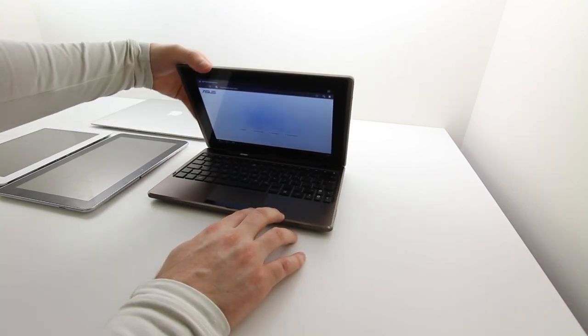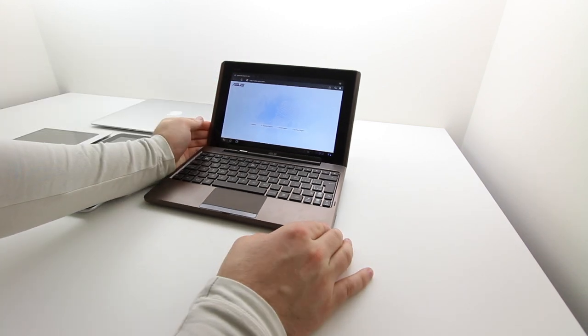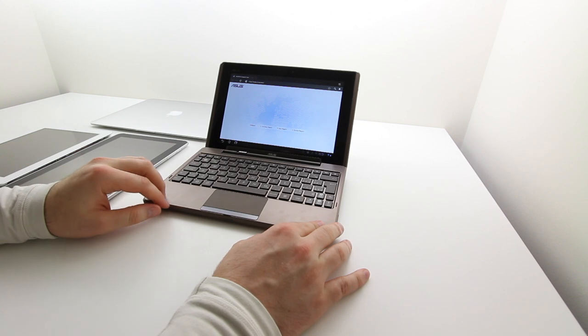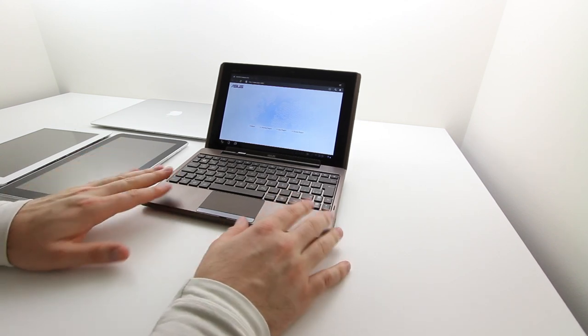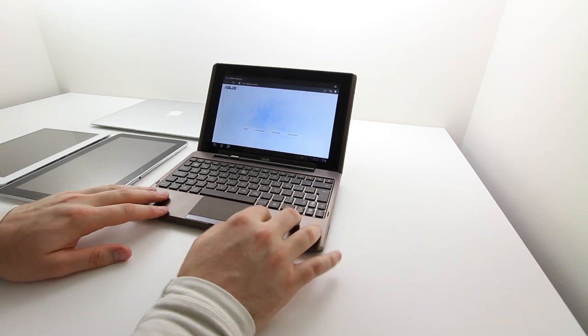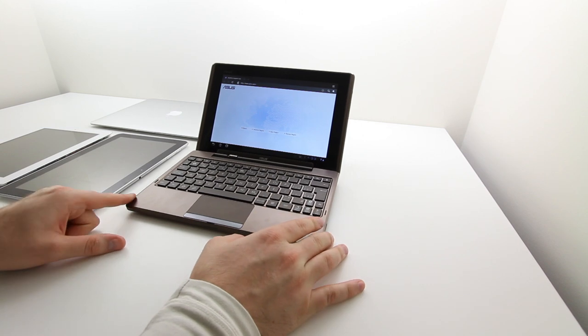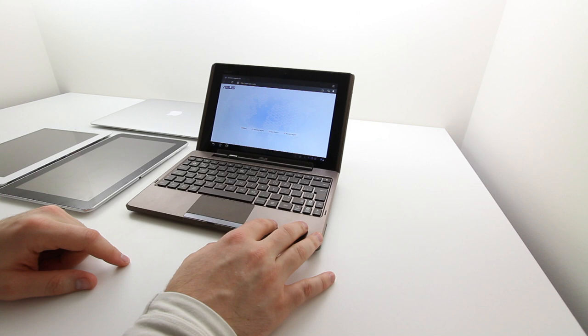Not hefty to the point where you're talking about traditional laptop weight, but hefty to the point where you're thinking, damn, I could be carrying a MacBook Air if that's an option for you. But in the realm of Android tablets, there's really nothing else that's quite doing what this one is doing. So I figure, hey, get the extra functionality, especially at the price point that Asus has it at.